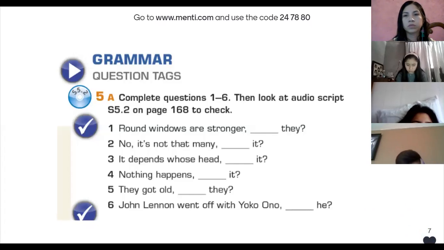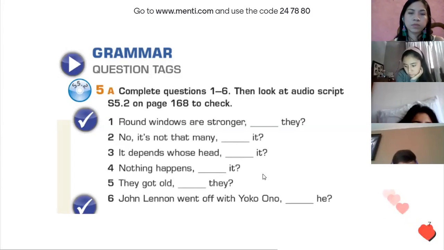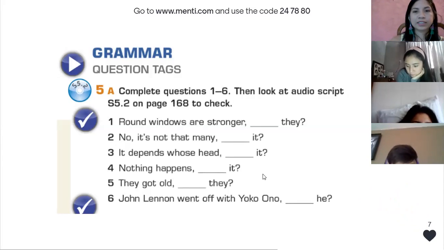Why are the windows round on ships? Round windows are stronger, aren't they? Are they? I have no idea. That's right. According to the book, they're less likely to break. Ah! There you go. What about this second one? How many hairs are there on the human head? A million? No, it's not that many. Is it? It depends whose head, doesn't it? On my dad's, there are about 3. The answer is about 10,000. Oh, really? I think that's a bit of a stupid question because it depends, doesn't it? Well, it was a 4-year-old who asked the question. Oh, yeah, that's true. Next question.